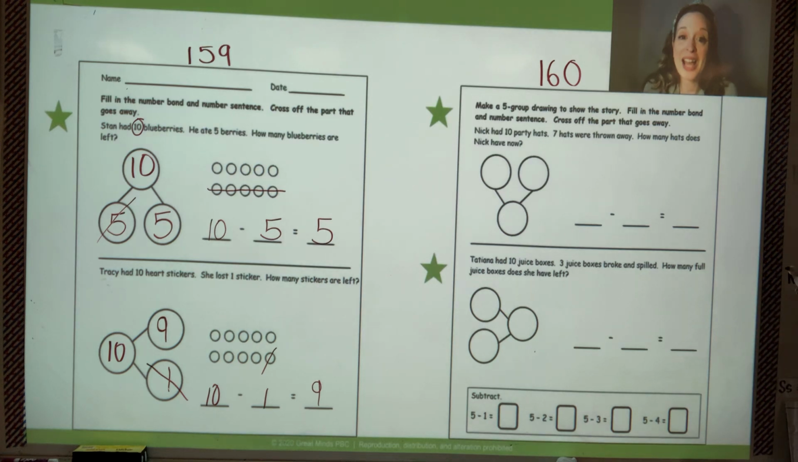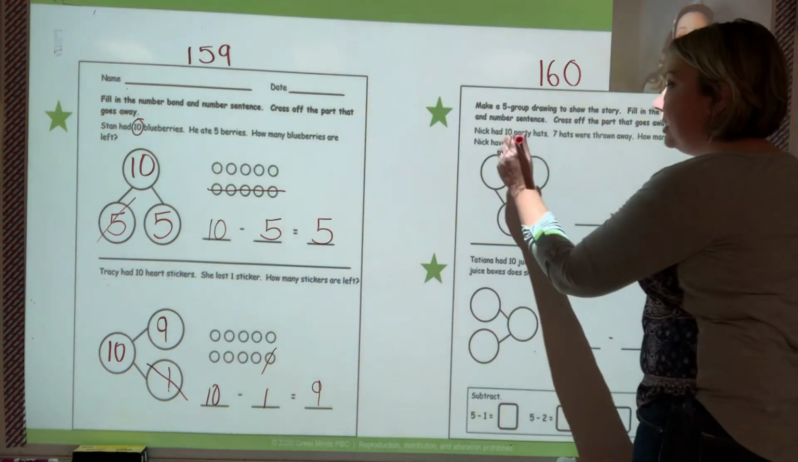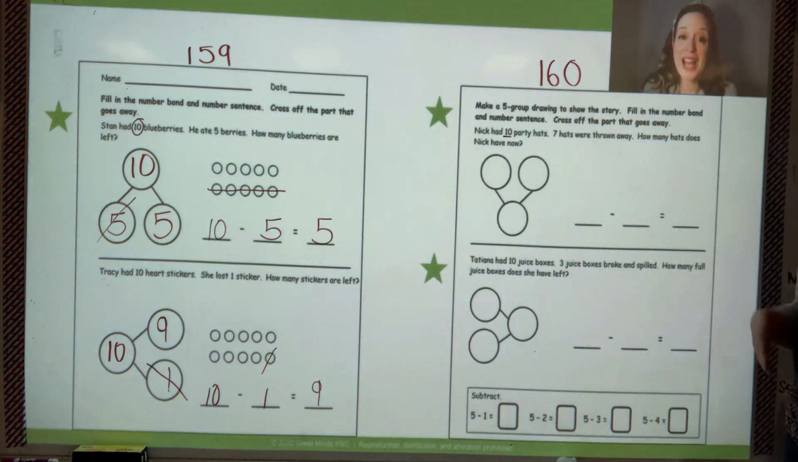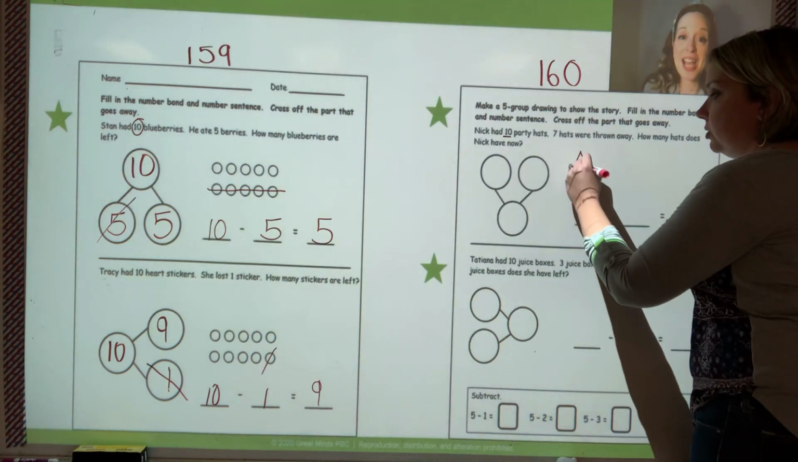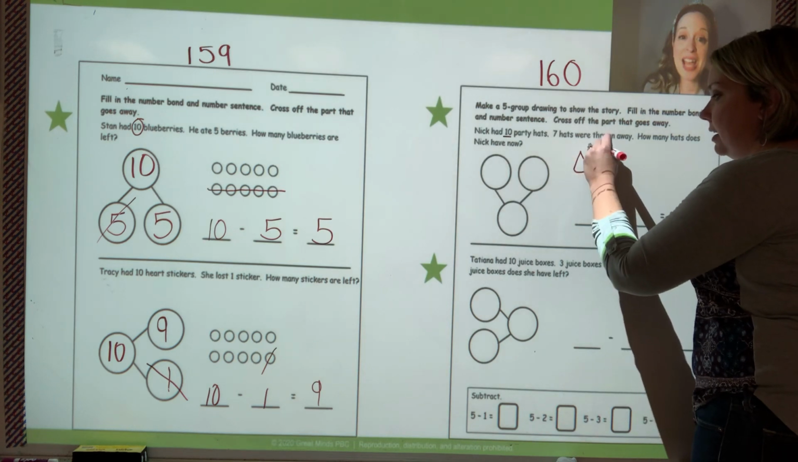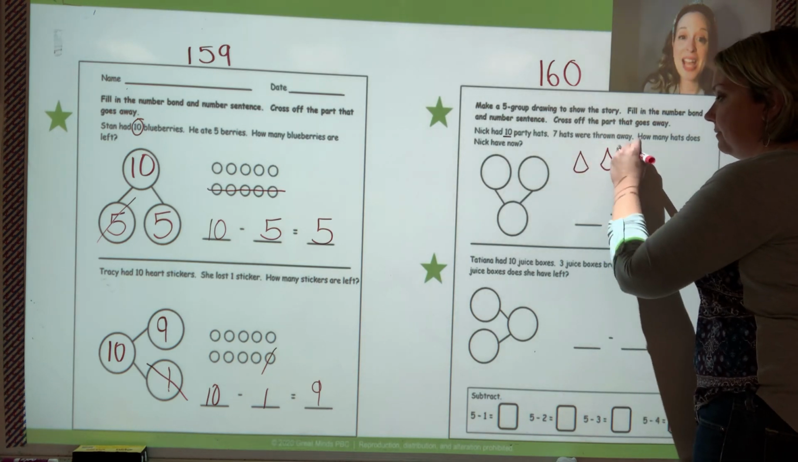Okay, we're going to take this one section at a time. Nick had 10 party hats. How many party hats should I draw? 10. I'm going to draw my party hats this way, and I like drawing the 5 group way.